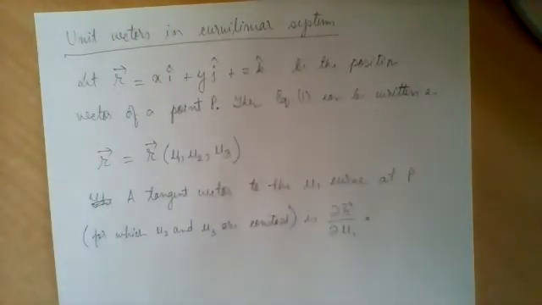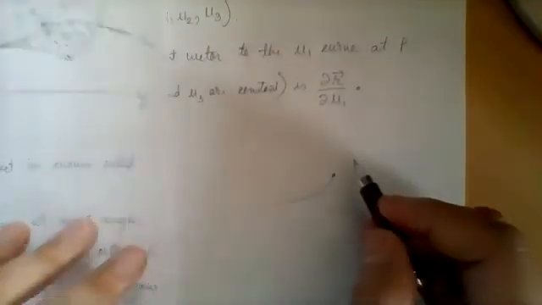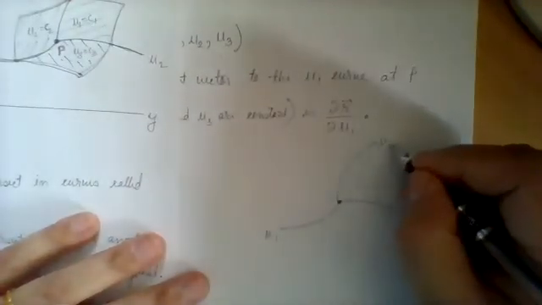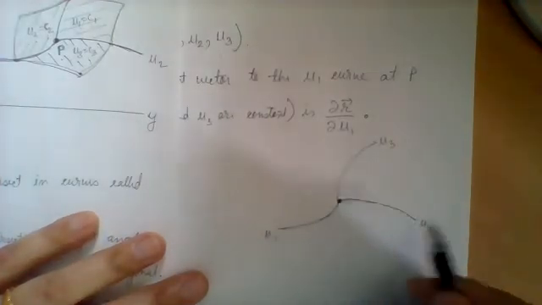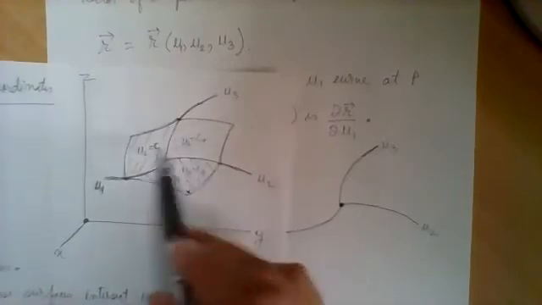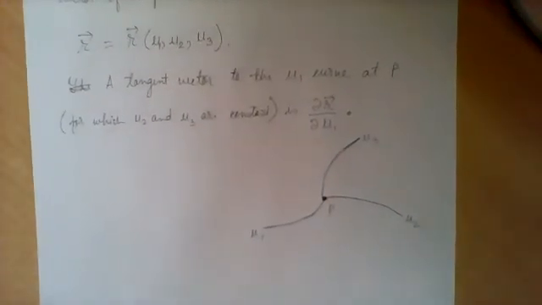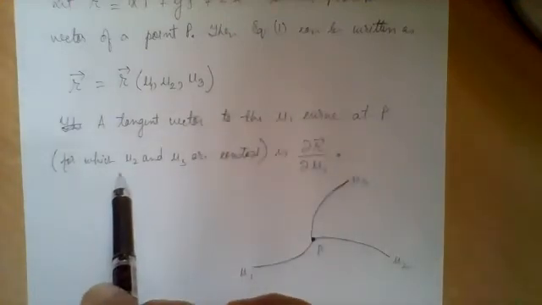Let us draw the curves again, u1, u2, u3. So this is u1 at the point P. This is u1, this is u2, and this is u3. This is the point P. So at point P I have three curvilinear coordinate curves u1, u2, and u3. We want a tangent vector to the u1 curve at point P, where u2 and u3 are kept constant.